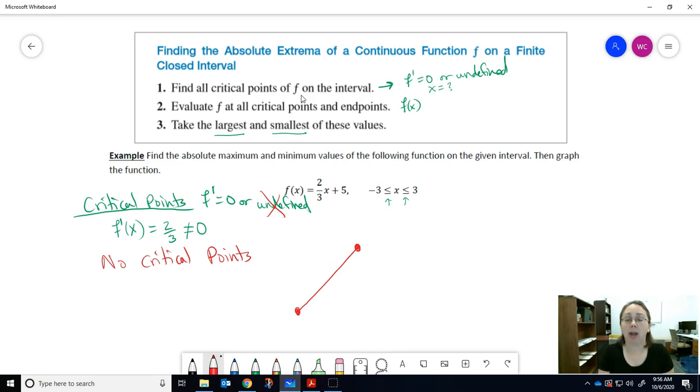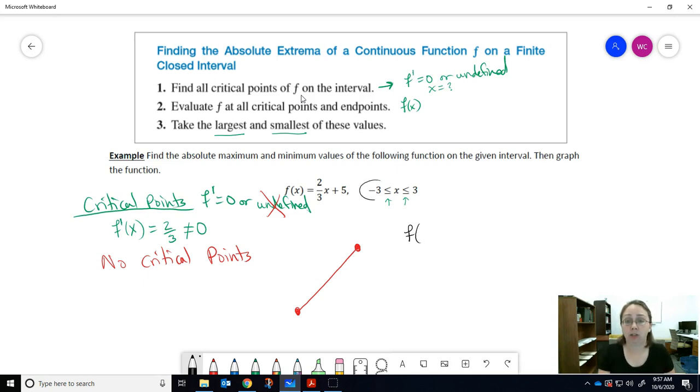Okay? So how are we going to determine our extreme values? Well, we have no critical points. The only other thing we need to test is the endpoints. If you understand what your function is doing, you understand it's an increasing function, then you can already answer that question. But let's follow the steps. Step number 2 is to evaluate your function at your critical points, there aren't any, and your endpoints.